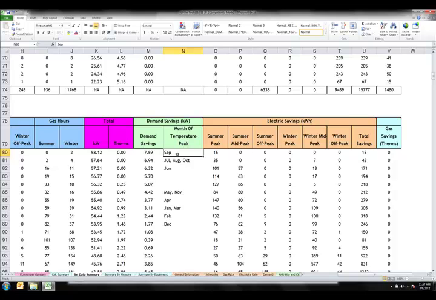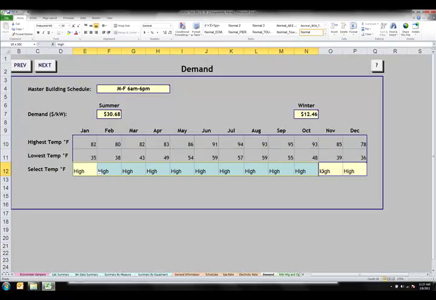The month of temperature peak column, these are based on the inputs on the demand tab as covered in the previous utility rate tutorial. If we go to the demand worksheet, we can see that the temperature is selected as high. So here, our selected temperature, we selected high, which means that the building demand peaks at the hottest temperatures. If the building was an electrically heated building, the demand might peak at the low temperatures for the winter months, and you would want to choose low instead of high.